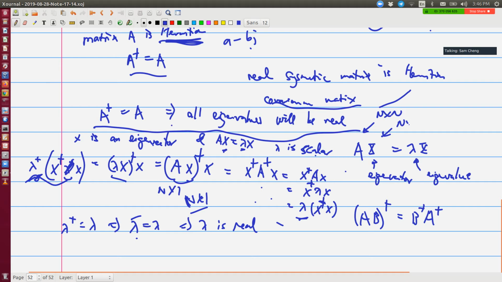X is n by 1. N by 1, so n by n. And this is n by 1. And this is just 1 by 1. Lambda is 1 by 1. Yeah, that's right. This is just a number.